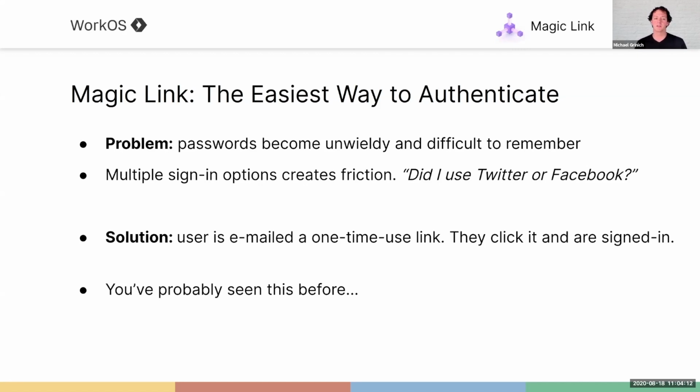And so with Magic Link, we've built the easiest way to authenticate, the easiest way for users to sign into your app ever. And this is even, for users that aren't within an enterprise yet, maybe they're just at whatever company, the best way to get started. And our solution here is just to email the user a link, like a one-time use link that they click and they're signed into your app. That's it. They put in their email, they click the link, they're done. And this is something you've probably seen before. There's actually a few products that have implemented this before.